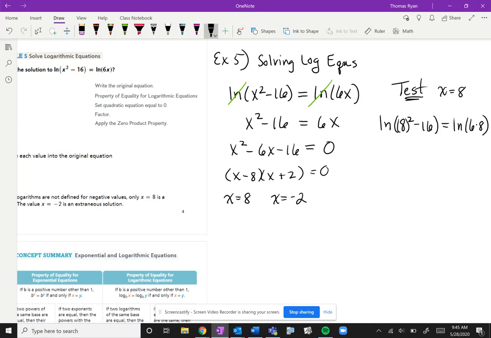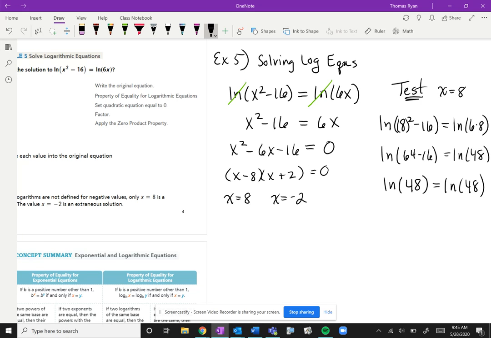And we really don't need to take natural log. Here's the thing, guys. Natural log, yes, you have a button in your calculator, but more so, we just want to make sure they look the same. So this is ln of 64 minus 16, and this is ln of 48. And 64 minus 16, sure enough, is 48. So now we can be convinced.